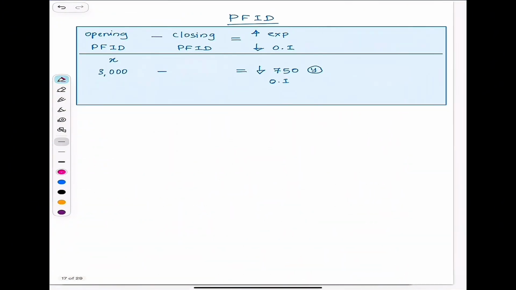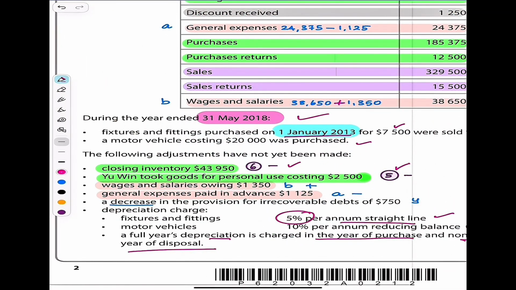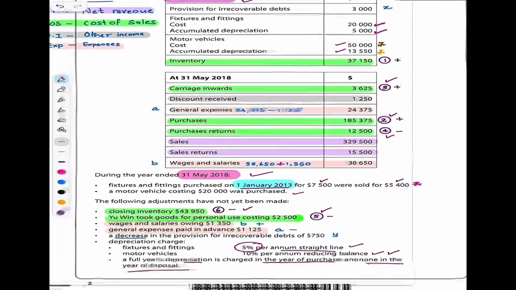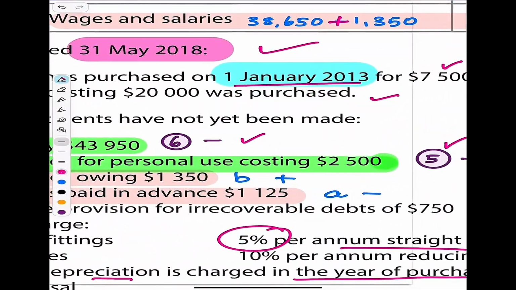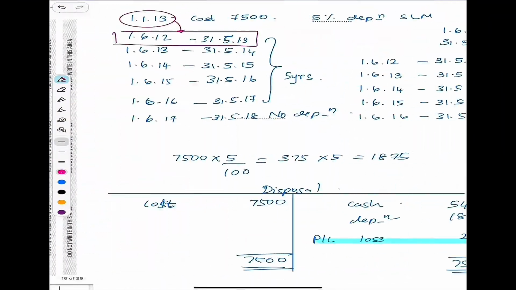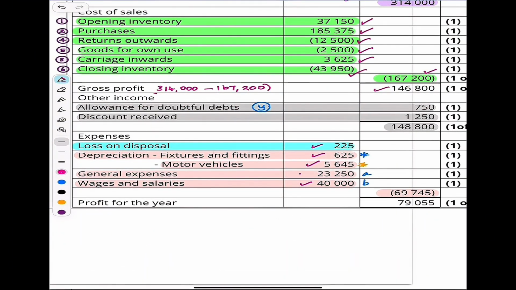Whereas for general expense, it's a prepaid or advance which needs to be deducted. So go to general expense, you have 24,375 as the opening and prepaid is 1,125. Deduct that value and you should be able to get the difference as 23,250.